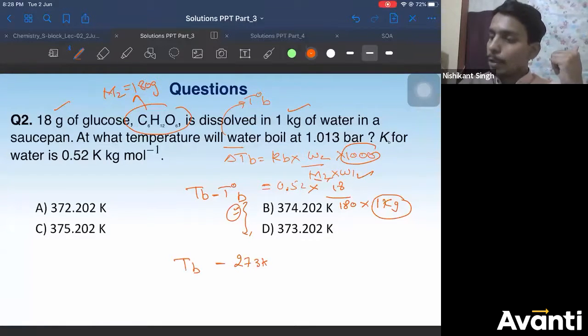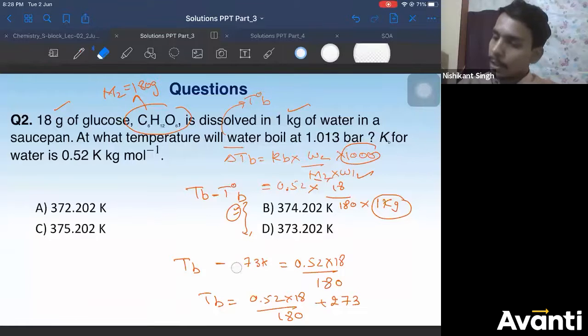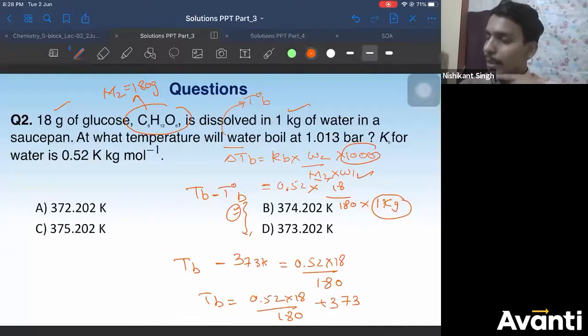Minus TB. You have to find the boiling point of the solution actually. 0.52 into 18 by 180. This will give you the value of TB as 0.52 into 18 by 180 plus 273. If you simplify this, okay, not 273, it is 373. Just a minute, it is 373. Now you'll get your answer as 373.052, something like this. You'll get 373 point something.